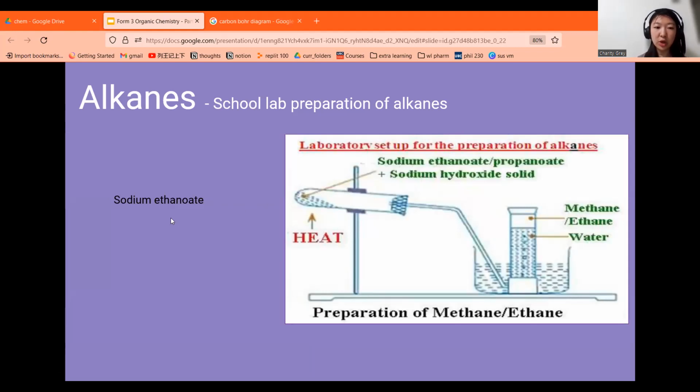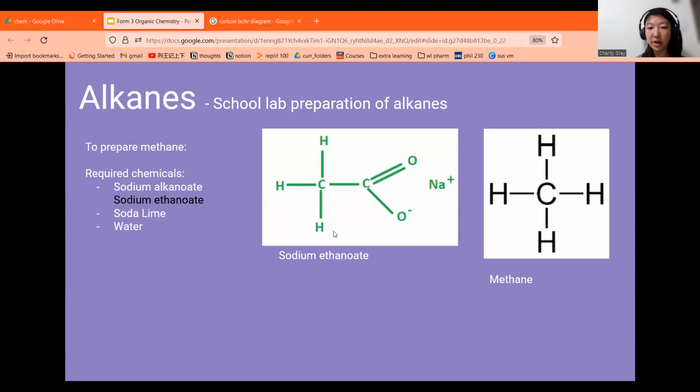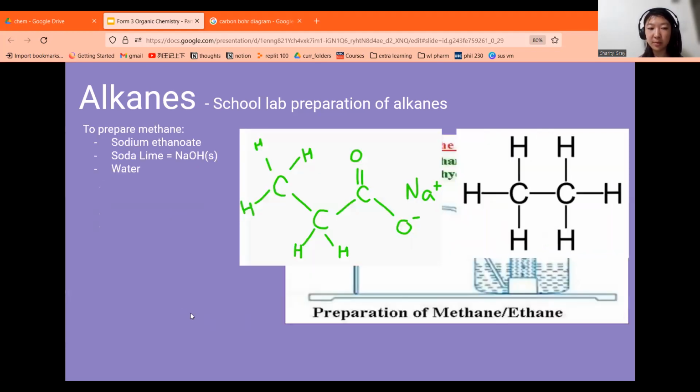So we will start with sodium ethanoate. To prepare methane, you require chemicals, which is your alkanoate from the previous slide. And for methane, you notice that in the video, they use sodium ethanoate to create methane. That's very interesting, because you think methane, well, you just need methanoate, but that's wrong. You need ethanoate. You notice how ethanoate has two C's because it has the ETH, so it has two carbons, and methane has one carbon. So you need two-carbon sodium ethanoate to produce methane.